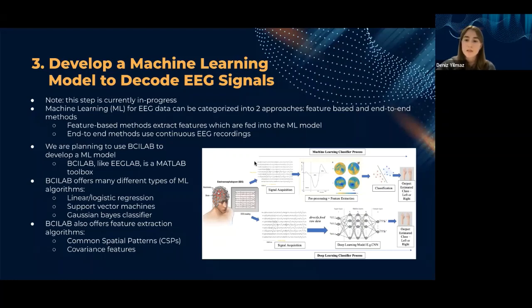Typically, end-to-end methods use deep learning or some other type of neural network, whereas feature-based methods rely on other types of machine learning. To build our classifier, we are planning to use BCI Lab, and like EEG Lab, BCI Lab is a MATLAB toolbox, and it offers many different types of algorithms like linear or logistic regression and support vector machines, and it also has many feature extraction algorithms for common spatial patterns and covariance features.